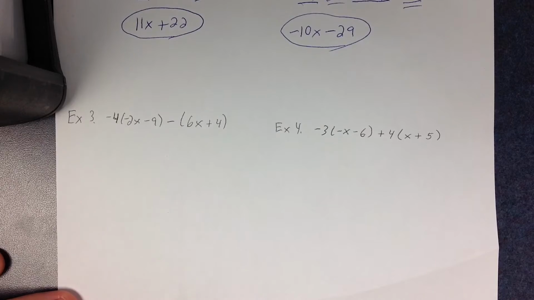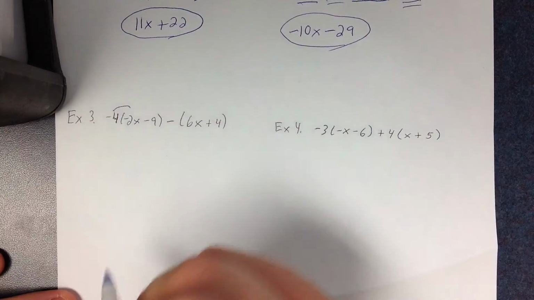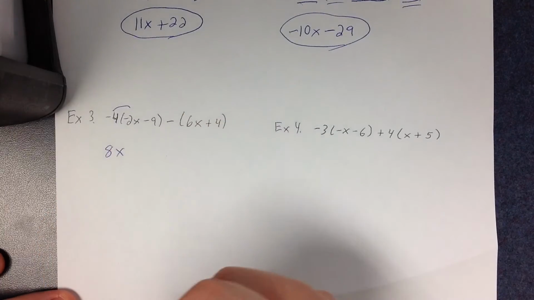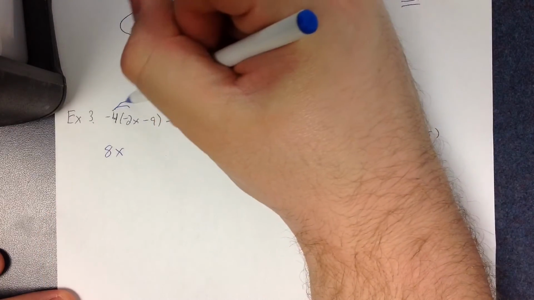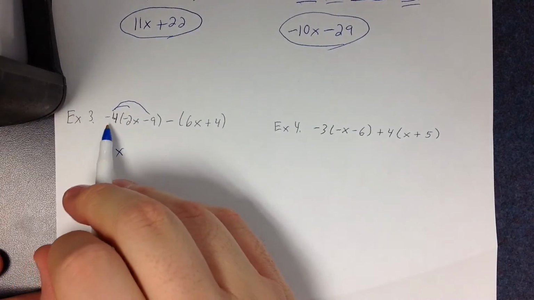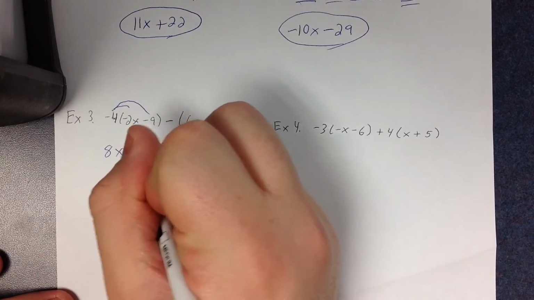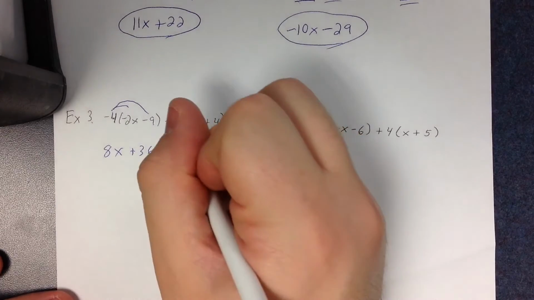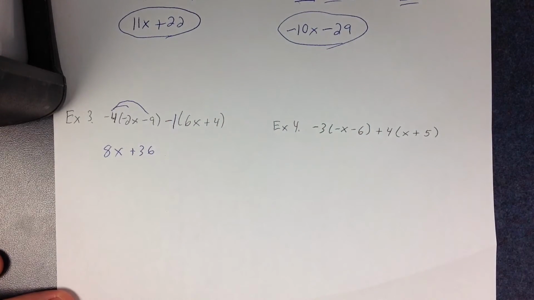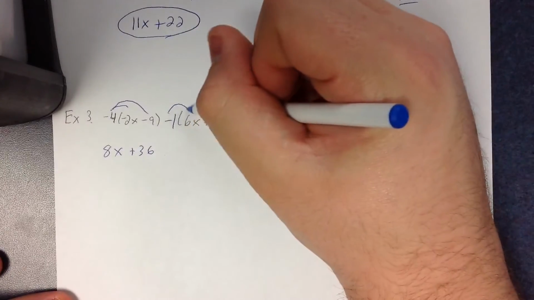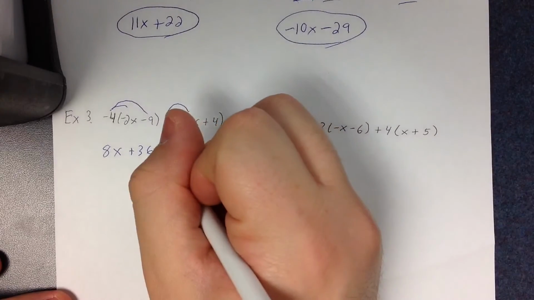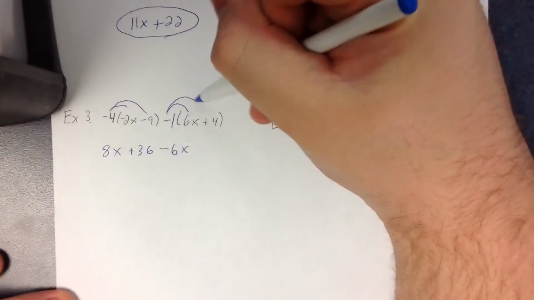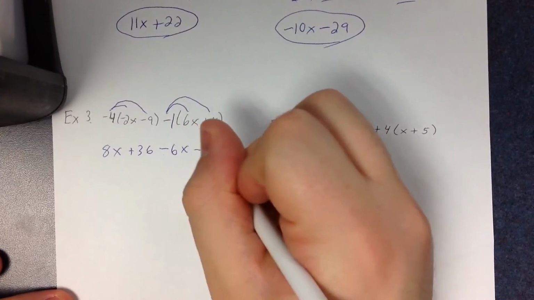Example 3. Negative 4 times negative 2x, so again it's a negative times a negative, so it's a positive 8x. Negative 4 times negative 9, again negative times a negative, so it's positive 36. Now again we got that minus sign in the middle, so again we treat that like a negative 1. So negative 1 times positive 6x is negative 6x, and negative 1 times positive 4 is negative 4.